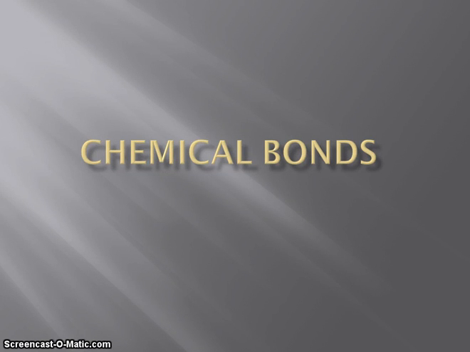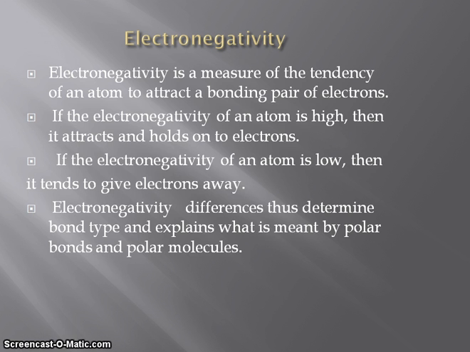Today you are going to study chemical bonding. Before starting chemical bonding, you must understand electronegativity. Electronegativity is a measure of the tendency of an atom to attract a bonding pair of electrons.